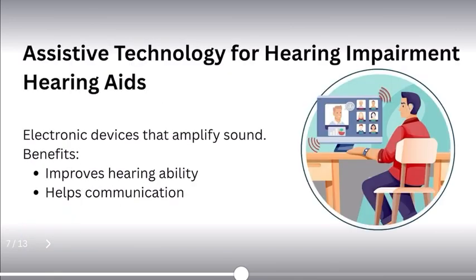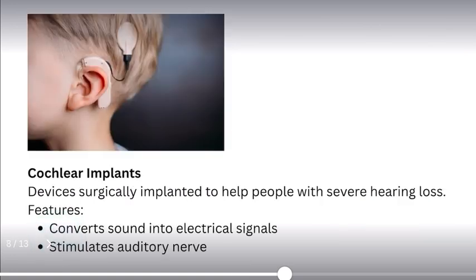Now the technologies for hearing impairment. Electronic devices amplify the sound, which improves hearing ability and helps in better communication. First are cochlear implants, devices which are surgically implanted in people with severe hearing loss. They convert sound into electrical signals and stimulate the auditory nerve, so they can hear.